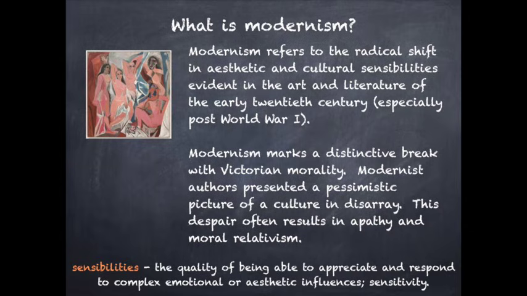So, what is modernism? Modernism refers to the radical shift in aesthetic and cultural sensibilities evident in the art and literature of the early 20th century, especially post-World War I. Modernism marks a distinctive break with Victorian morality. Modernist authors presented a pessimistic picture of a culture in disarray. This despair often results in apathy and moral relativism. And I've just quickly defined sensibilities, which are the quality of being able to appreciate and respond to complex emotional or aesthetic influences. So, sensitivity.